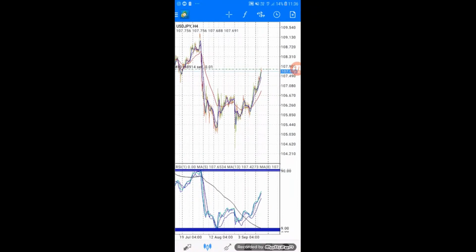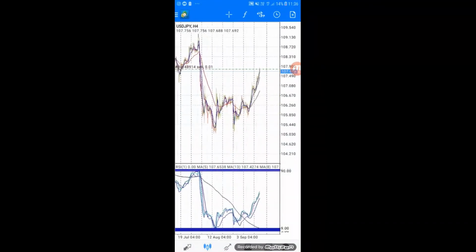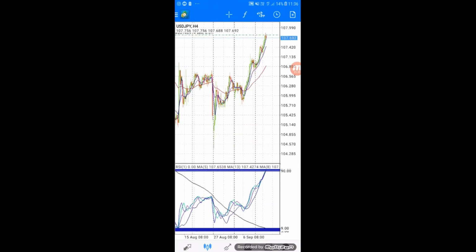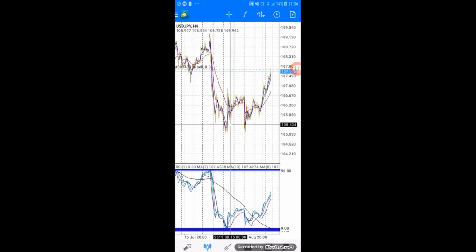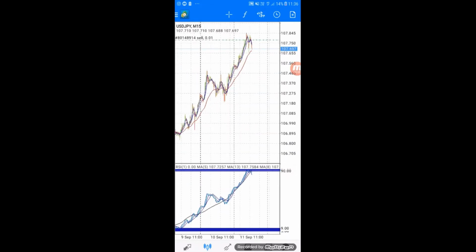For now, because it was our previous support, now it's our resistance, and then it just got touched for the first time. Meaning that we're just gonna wait for a rejection here and then take the trade. So how are we gonna see the rejection? We're gonna move to the 15-minute chart. On the 15-minute chart, when they form an M, we know that it's time to sell.